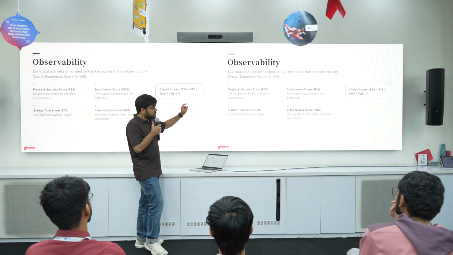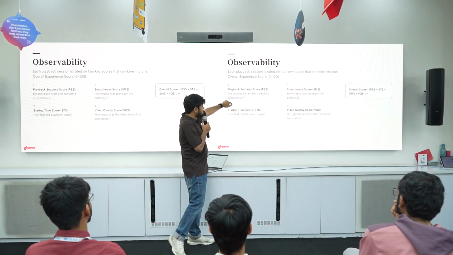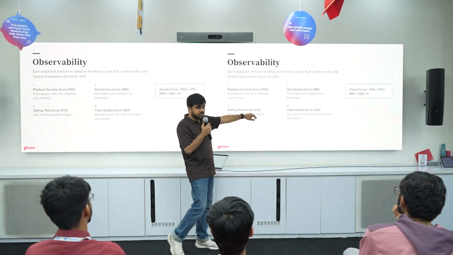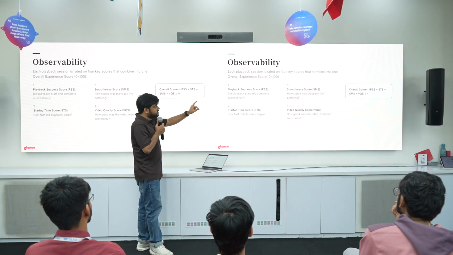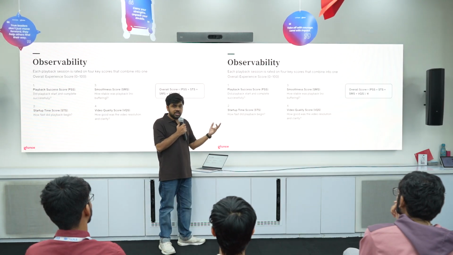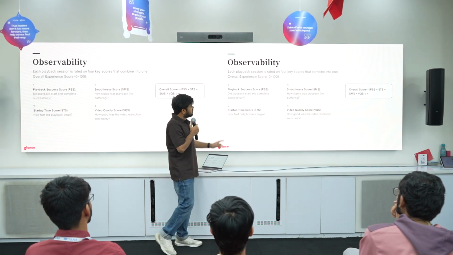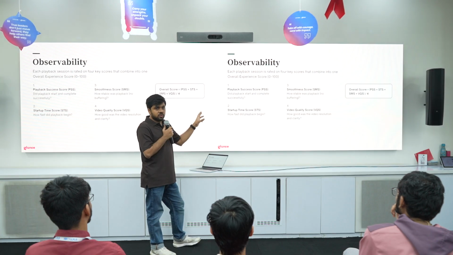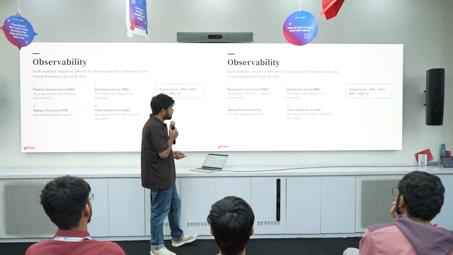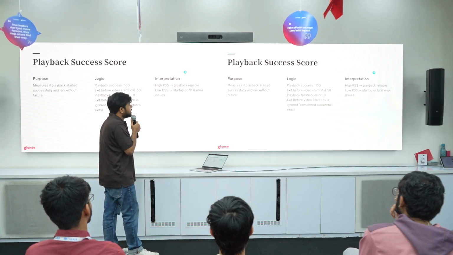They provide four kinds of scores: playback success score, startup time score, smoothness score, and video quality score. These scores are rated between 0 and 100. They have their formulas, and we'll have a quick look at those formulas in the next slide. By observing all these four scores, we can do all the experimentation and customization which we talked about in this particular talk. So first is the playback success score.